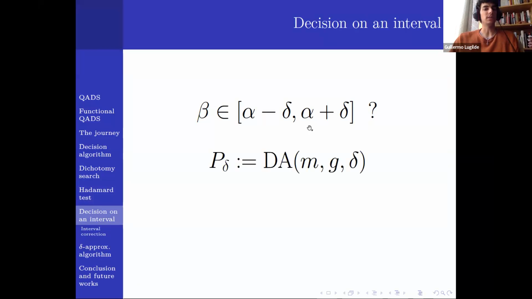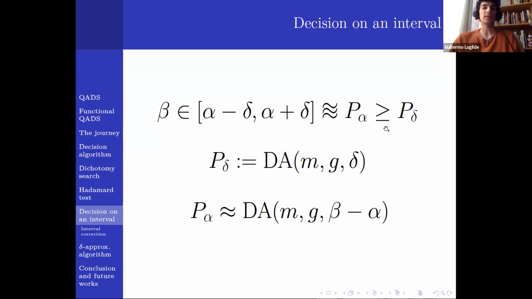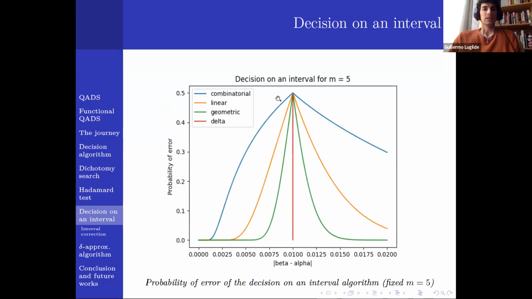Okay, the way we approach this is by calculating P sub delta, which is simply the DA formula substituted in delta, and again, approximating P sub alpha, which is the DA formula substituted in beta minus alpha. If P sub alpha is greater than P sub delta, that is because this distance is lower than delta, and hence beta belongs to the interval. The problem is this. It is inevitable to have a probability of error of exactly 50% when the distance between beta and alpha is exactly delta.